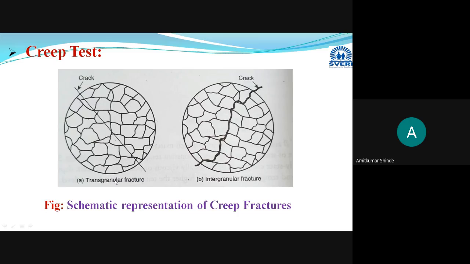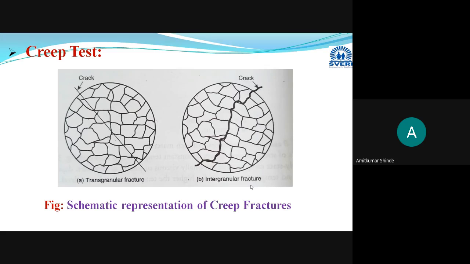I will repeat it. Whenever the working temperature is less than the equicohesive temperature, the fracture formed will be transgranular or transcrystalline. And whenever the working temperature is more than the equicohesive temperature, the cracks formed will be intergranular or intercrystalline. So this is the fracture behavior. These two types of fractures occur in the creep test, and you have to explain this also in the creep test.